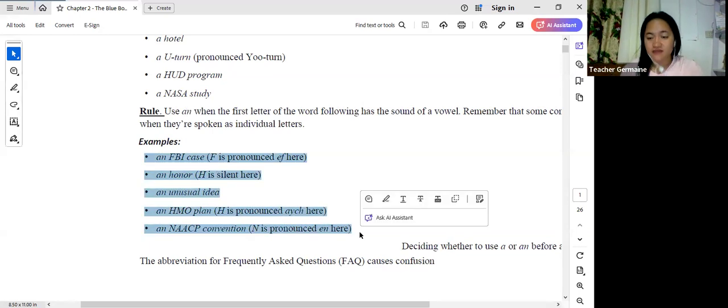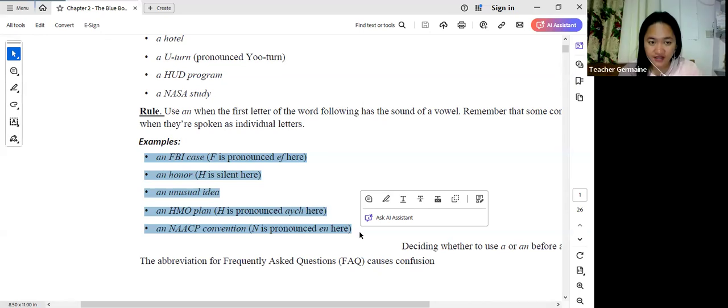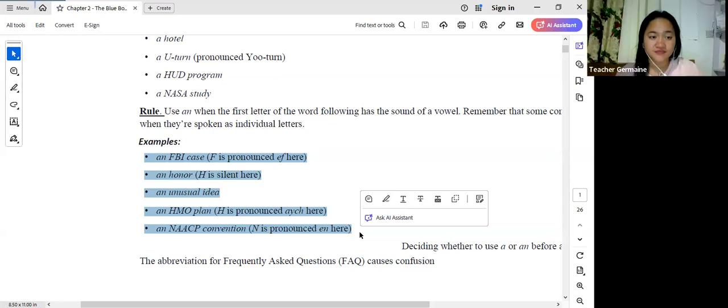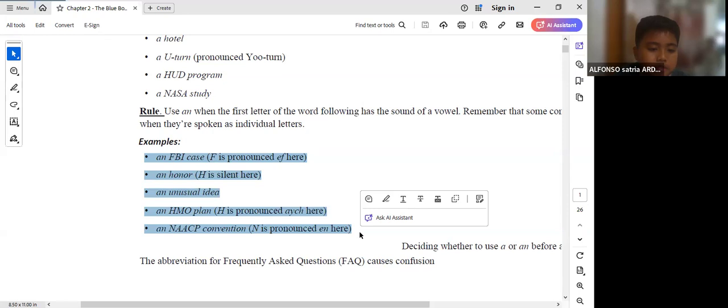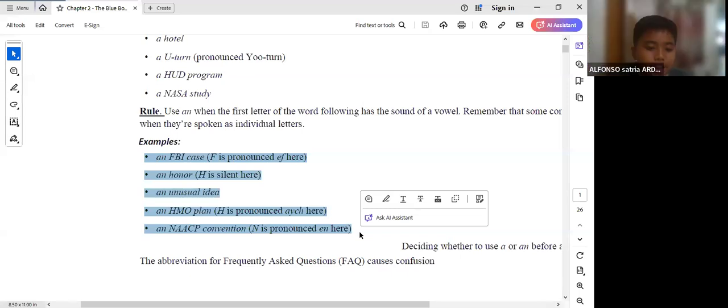Can I ask Alfonso to read the examples? An FBI case. F is pronounced "eff" here. An honor. H is silent here. So how do you read that one, Alfonso, if H is silent? An honor. Come again. An honor. Okay, go. An unusual idea. An HMO plan, where H is pronounced "aitch" here. An NAACP convention. N is pronounced "en" here.